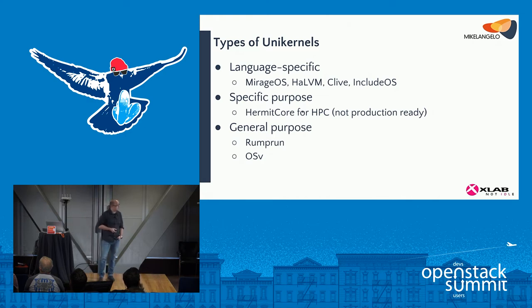So, for example, MirageOS will require OCaml. Then there is Haskell, Clive is for Go, and IncludeOS is for C++ applications. In order to use these four unikernels, for example, you have to rewrite at least parts of your applications so that the unikernel will actually launch the source code of your application.